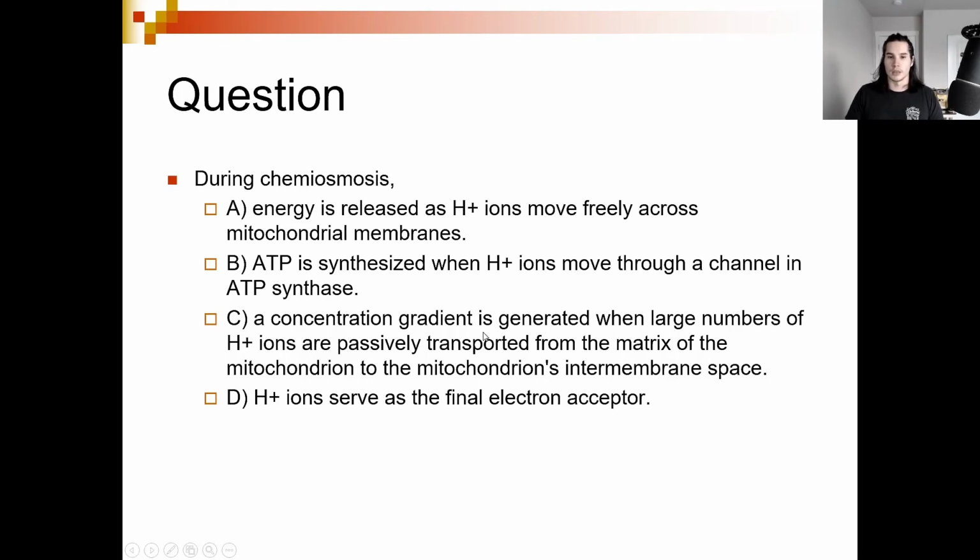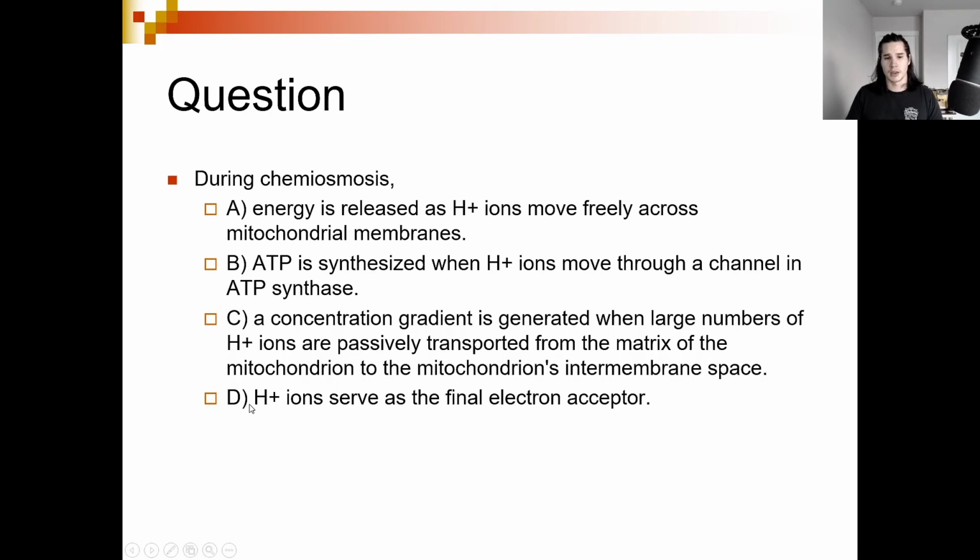A concentration gradient is generated when large numbers of hydrogen ions are passively transported from the matrix of the mitochondrion to the mitochondrion's intermembrane space. No. Your hydrogen ions are not passively transported from the matrix to the intermembrane space. They are actively transported. Remember, you're using that release of electron, that movement of that electron, as fodder for moving the hydrogen into that intermembrane space. So it's a type of active transport. We're not using ATP per se to do it, but we are using a form of kinetic energy.